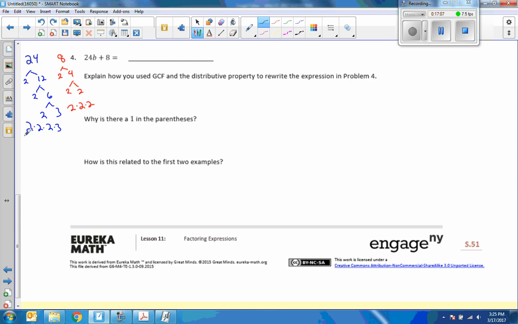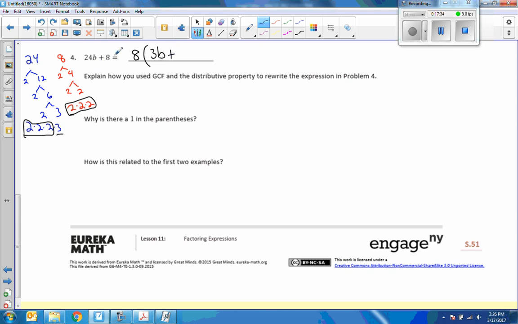Now when I go back and look at what they have in common, 24 has three 2s, 8 has three 2s, and that is my greatest common factor, so I put them back together. 2 times 2 is 4 times 2 is 8. So I can factor out an 8, put in parentheses, and I just divide. 24 divided by 8 is 3, leaving the variable, don't forget that, plus.